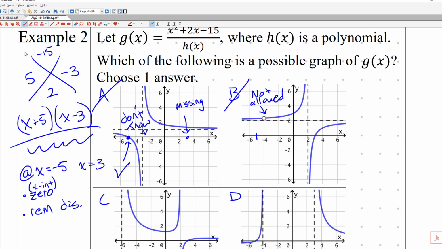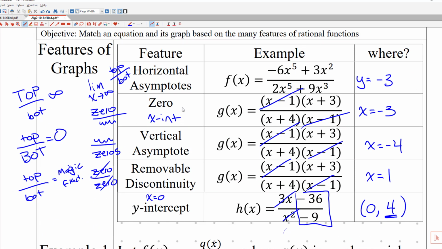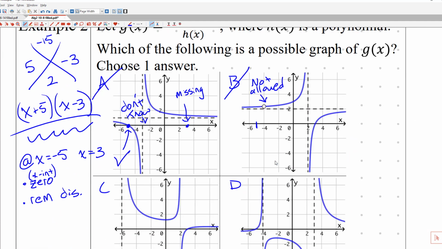Again, going all the way back to the front side of our notes, a removable discontinuity is when I have a 0 in the top and the bottom. Well, if it's in the top and the bottom, I should have seen it in the top, which I have complete information on, and it wasn't anywhere up here in the top. So that's the reason it's not allowed.